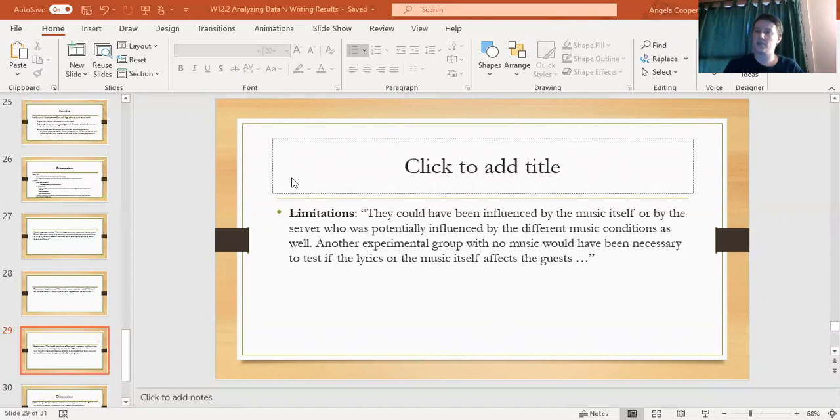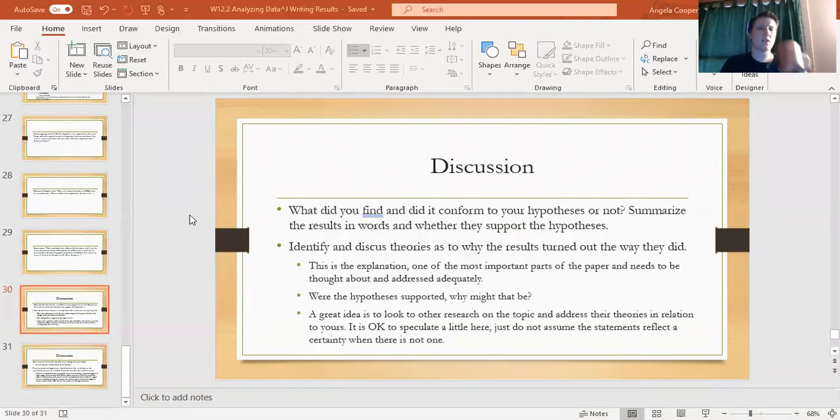So just think about your limitations, not only in the sense of sample size, but think about your projects and how you designed them. Think about your research design if you're really stuck on limitations. Okay.